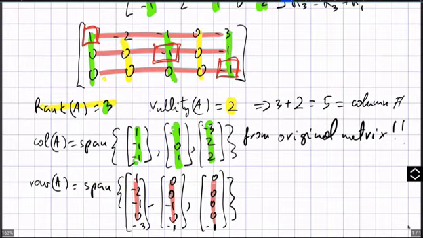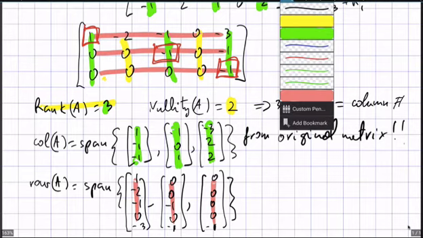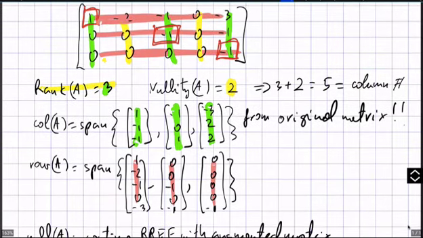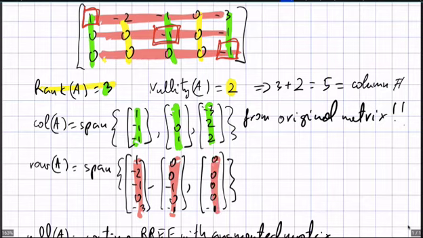For the row space, it's kind of easier. It doesn't matter which row you choose, the original or the reduced echelon form or the echelon form. We do have pivots in all 3 rows. So we can take these 3 rows as the basis vectors for the row space.